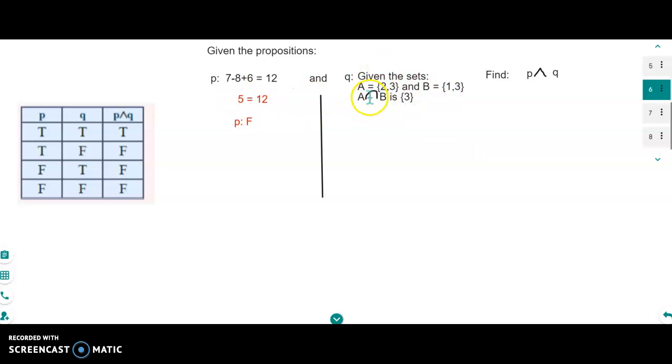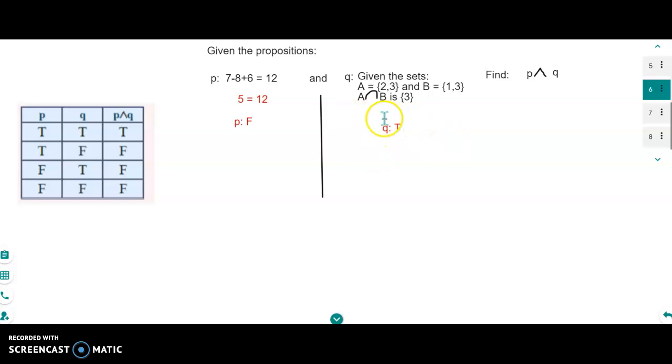Now let's continue with the next one. This is very easy too. Given the sets A and B, here A intersected with B is 3. Remember, once again, the intersection are the elements in common. What elements in common do we have between 2, 3, and 1 and 3? Of course, the only element in common is 3. So A intersected with B is 3. So is that true or false? This is completely true. Okay, so Q, the truth value is true.